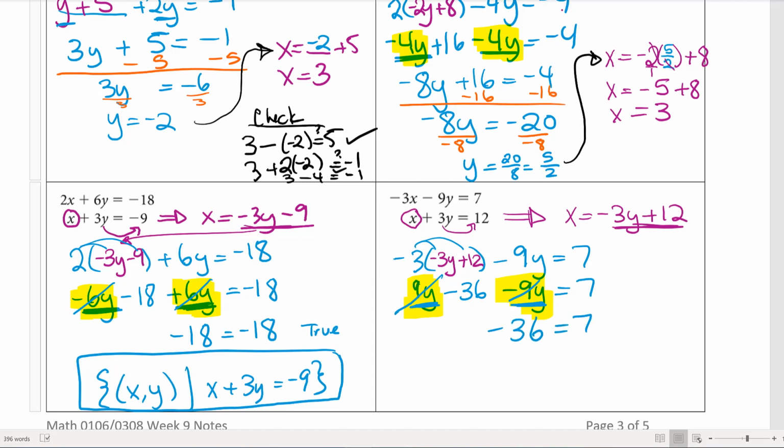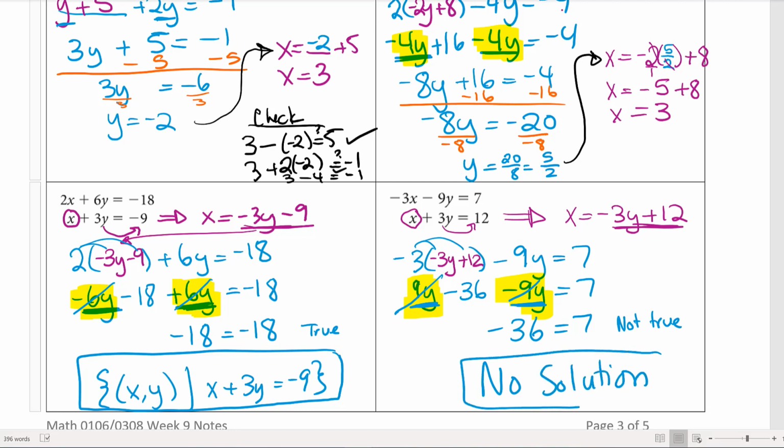So when you're left with just numbers, you can't have a unique solution. So this is going to be either a true statement or a false statement. Well, in this case, this is not true. Negative 36 does not equal 7, and there's nothing you can do to make this true. So the answer to this problem is no solution. And that's how that would look.